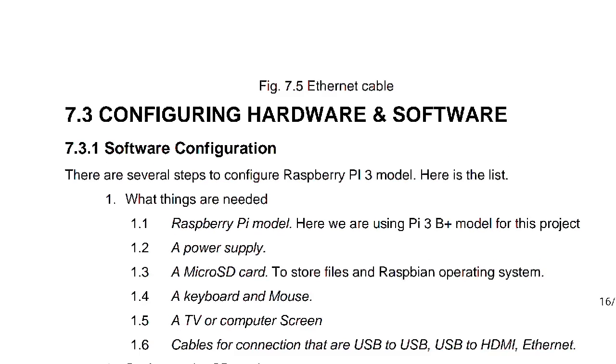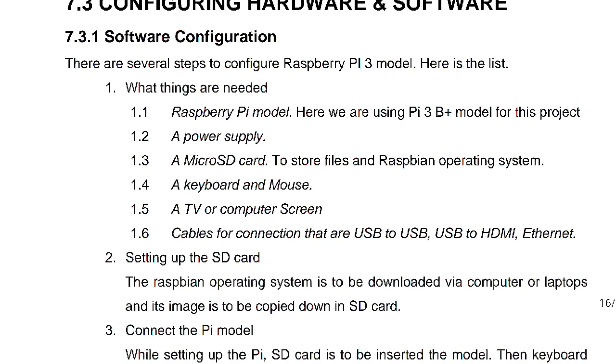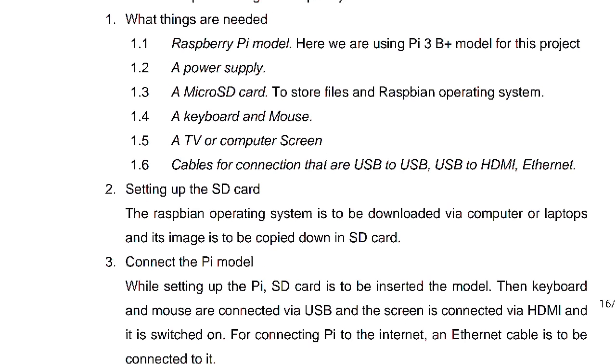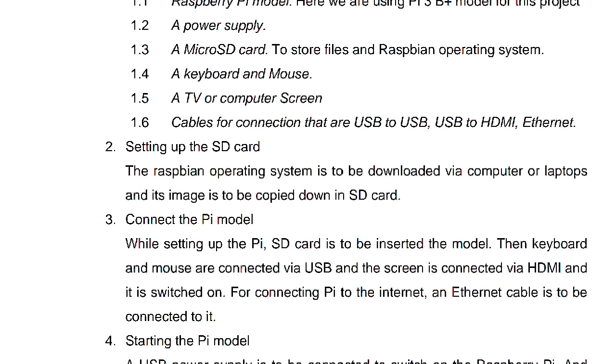The next part is software configuration, in which first of all we configured the Raspberry Pi model and downloaded the Raspbian operating system. These are the things we used: the Raspberry Pi model, a power supply, a memory card to store the operating system, a keyboard, a mouse, a screen, and USB to USB, USB to HDMI and Ethernet cables.